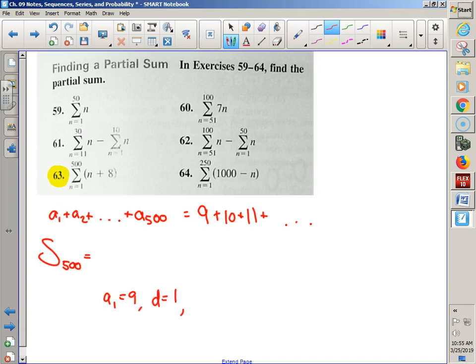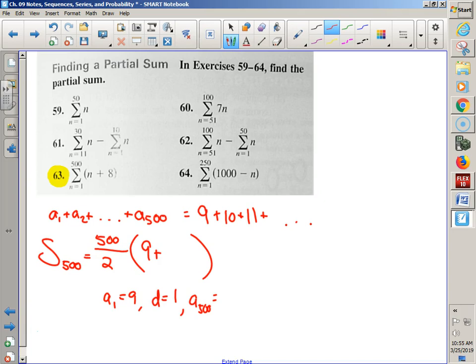And what else do we need for this formula? Well, isn't it going to be half as many terms times A sub 1, which is 9, plus all I need is the 500th, right? Well, the 500th, how many ones are we going to be adding between the first and the 500th?